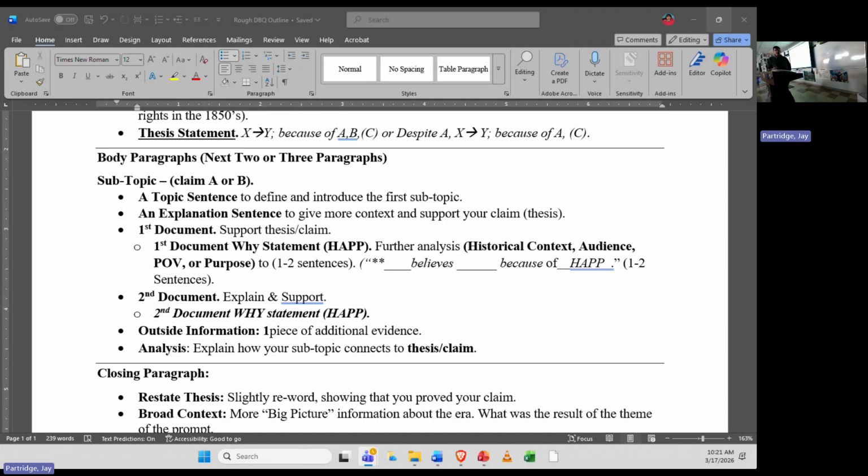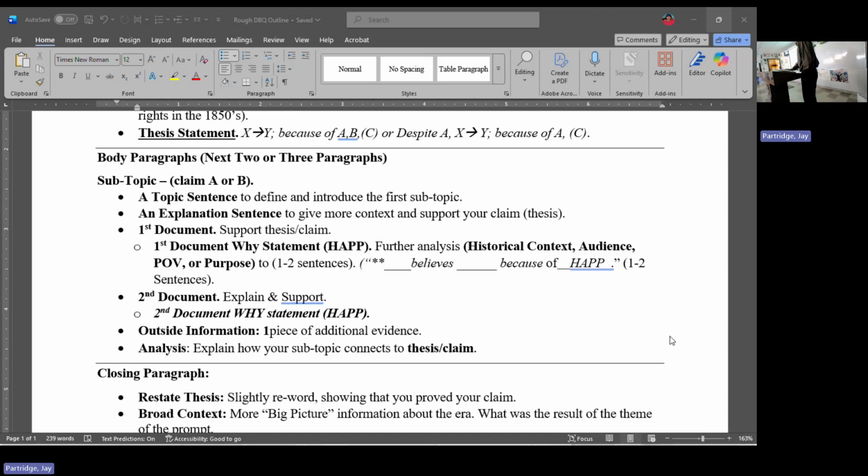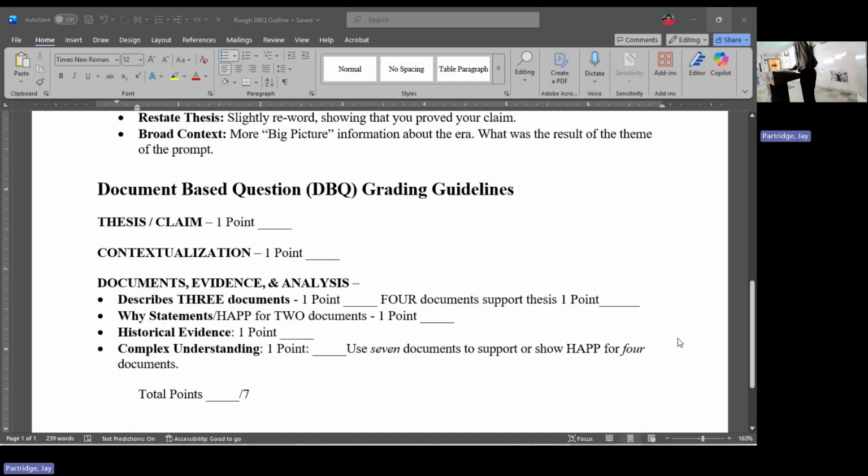Well, let me show you this real quick. I jumped the gun. Here's the rubric again for the AP exam. Good thesis, good why, that's claim, 1 point. Context, 1 point. Describe 3 documents, or use 3, get 1 point. Use 4, get another point.